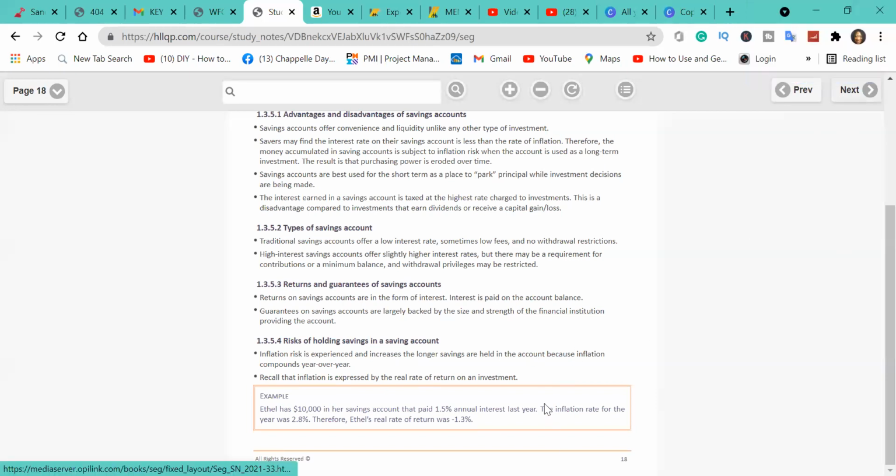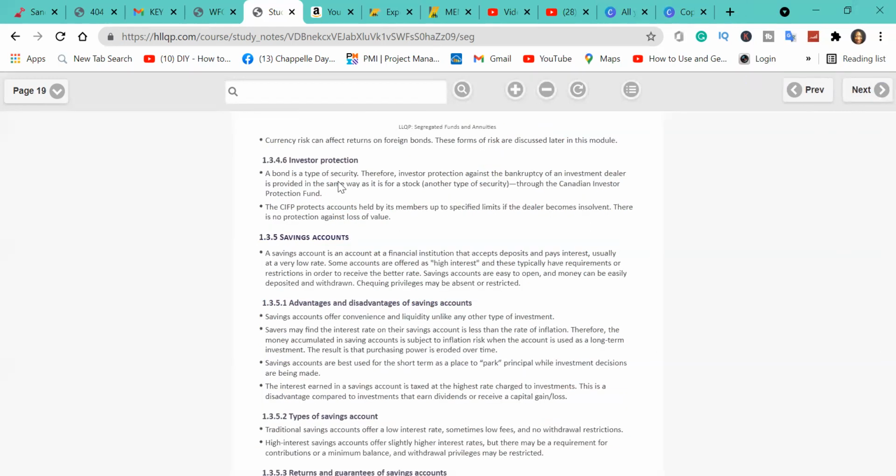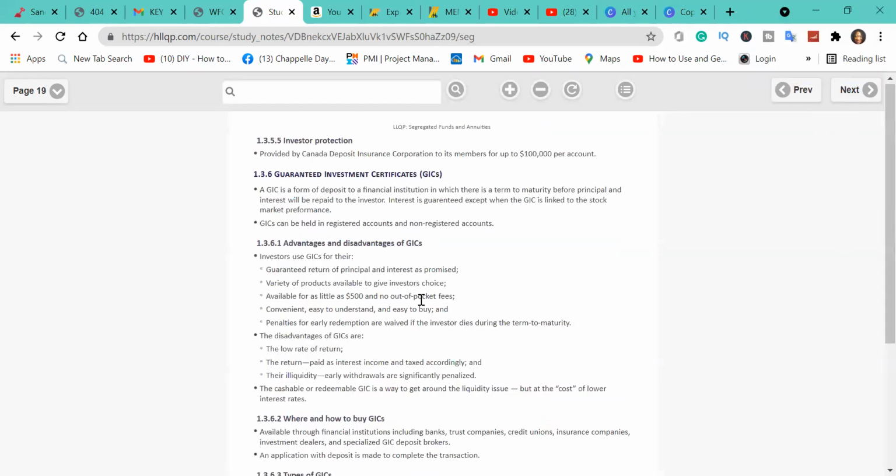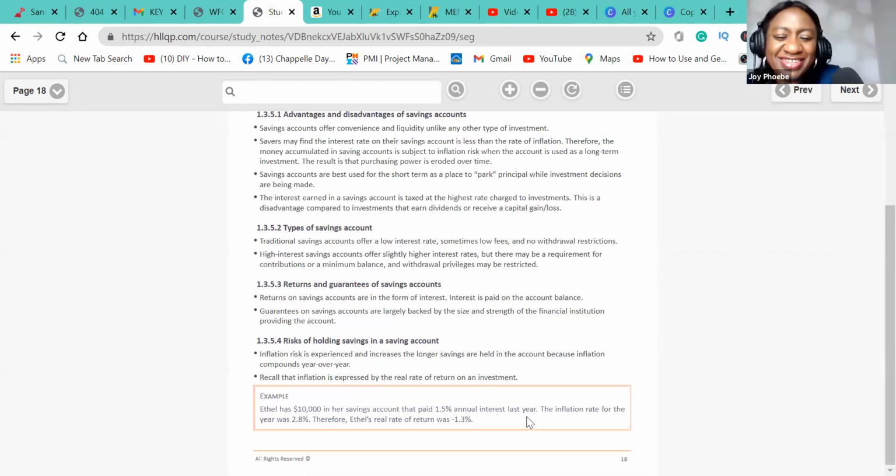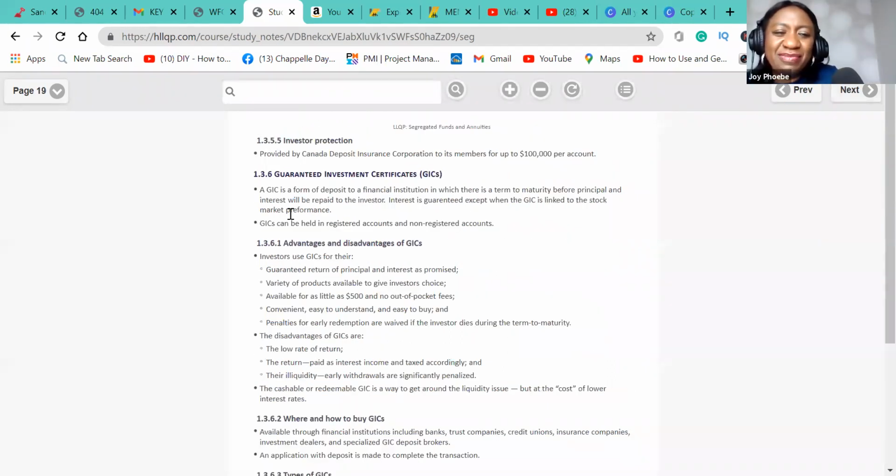Investor protection is provided by Canada Deposit Insurance Corporation. What is the financial risk facing a savings account? Inflation risk. Inflation risk is what is facing a savings account. Investor protection is provided by the Canada Deposit Insurance Corporation, and is to each member for up to 100,000 per account.